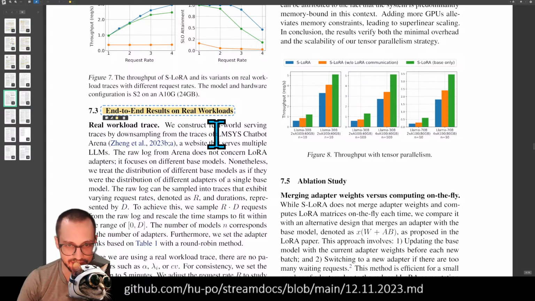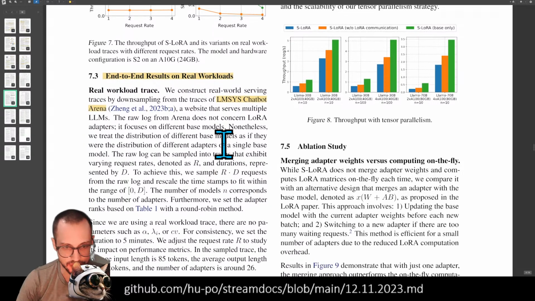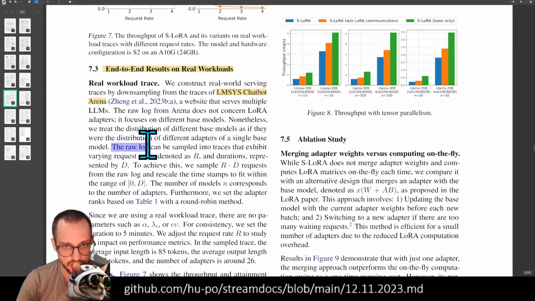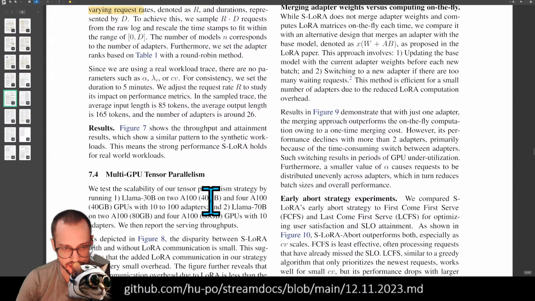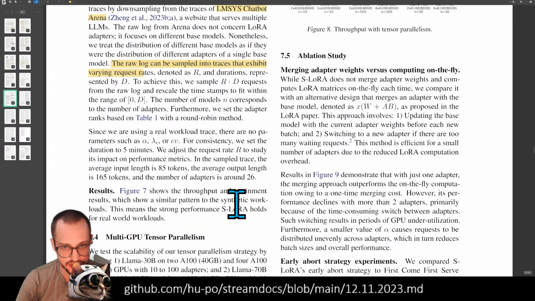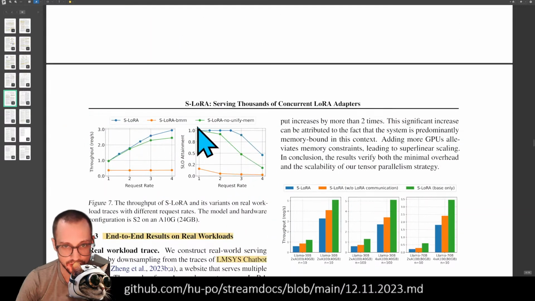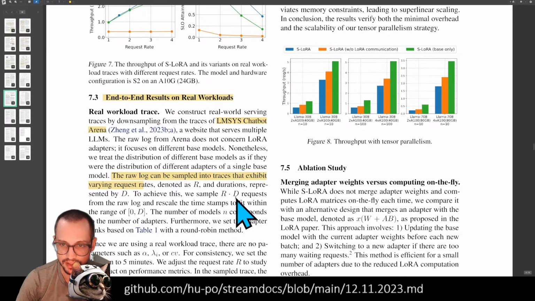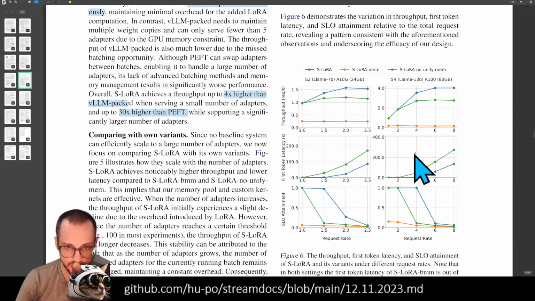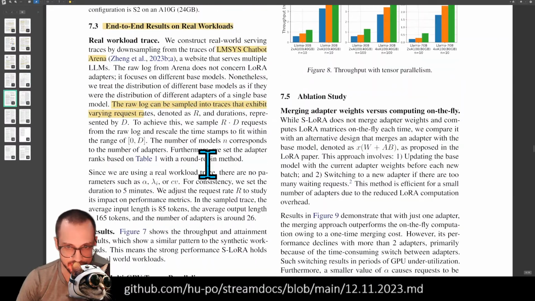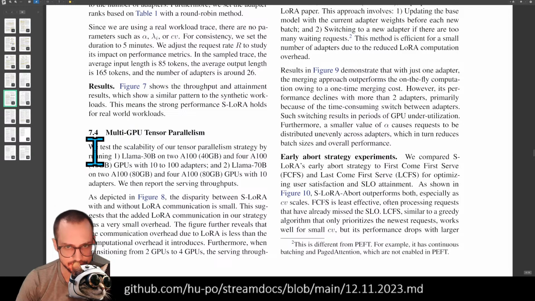So they basically had some chatbot arena, and then they probably recorded what a bunch of users requested for a bunch of time. Yeah, the raw log can be sampled into traces, then they fed it into their thing, and then how much does it do? Does it do well? Figure 7 shows the throughput, and we still have the blue line is the best. Perfect, nice. Okay, so with fake workloads, it's the best, and then with real workloads, it's also the best, so you love to see it.